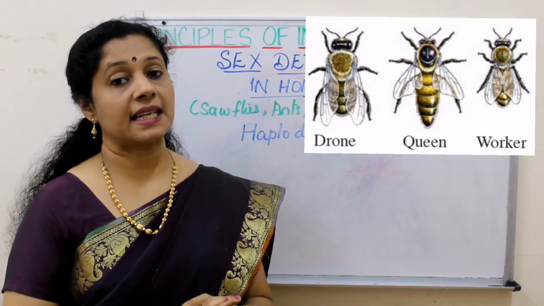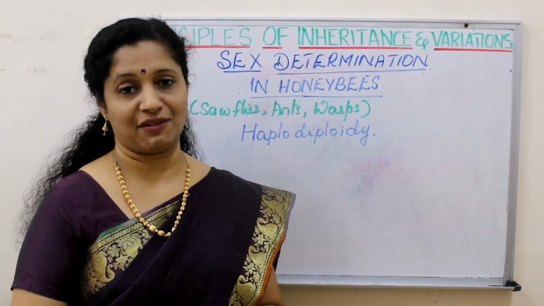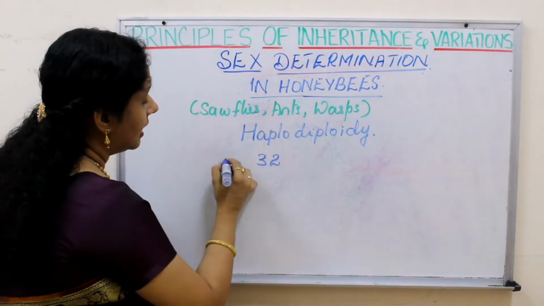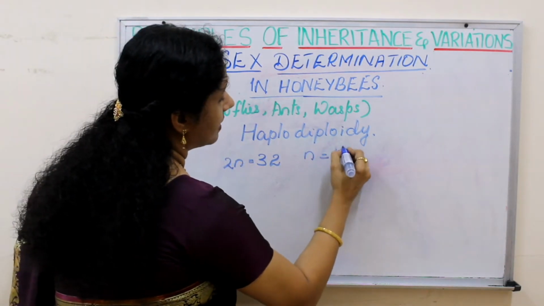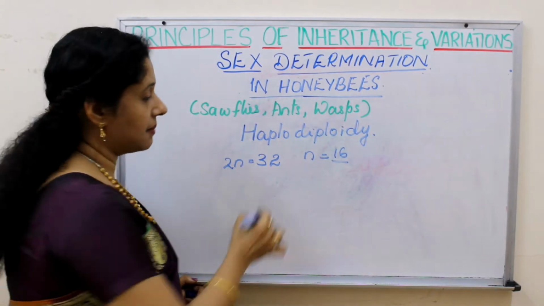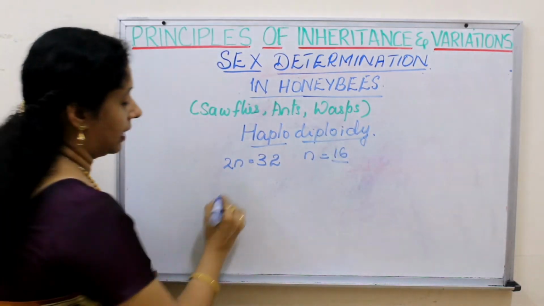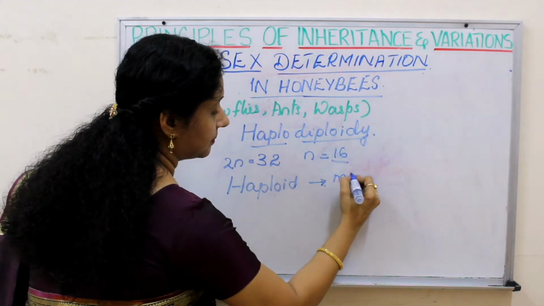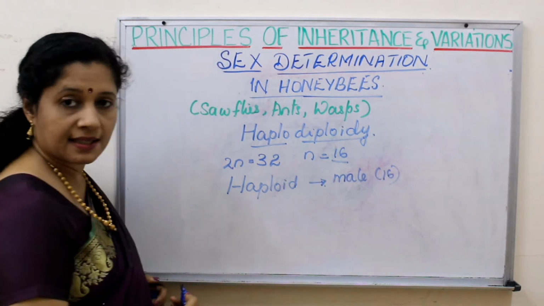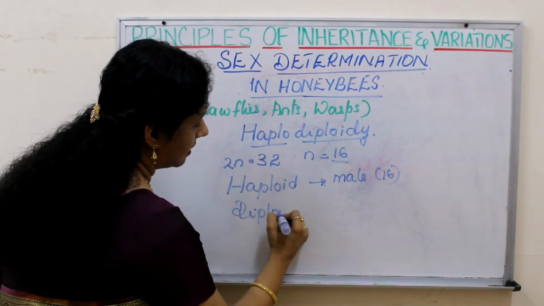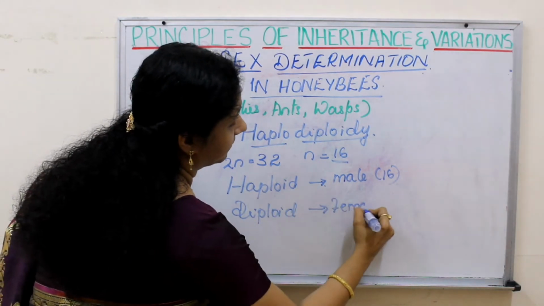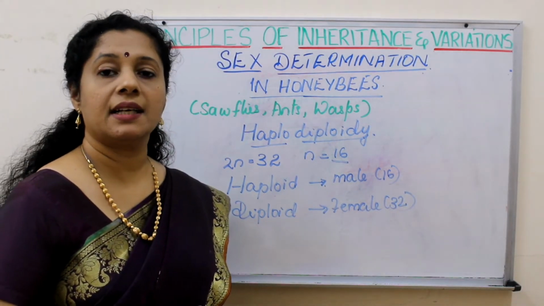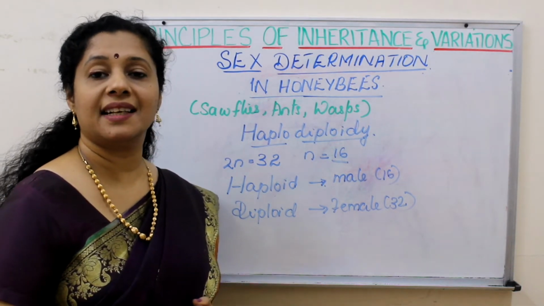Now let us see how sex is determined, or how a male or a female forms. In honeybees, the chromosome number is 32. That is, the diploid number is 32. So haploid is 16. And the mechanism is very simple. As the name indicates, haplodiploid. Haploid means male, so the chromosome number is 16. Diploid means female, chromosome number is 32. That's it. If a member is haploid, that is a male member. If a member is diploid, obviously that is female.